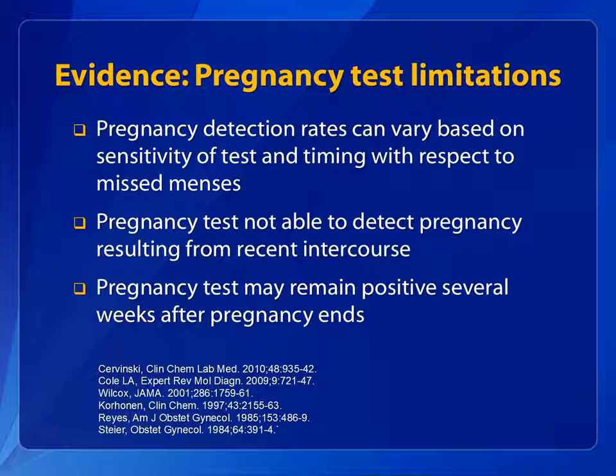Some providers may question whether or not they should do a pregnancy test to rule out pregnancy and may also question if a pregnancy test is sufficient. The evidence shows that pregnancy testing does have limitations. Pregnancy detection rates vary depending on the sensitivity of the test and the timing of testing with respect to missed menses, last intercourse, or last pregnancy. False negatives may occur with recent intercourse, while false positives may occur after a recent pregnancy.